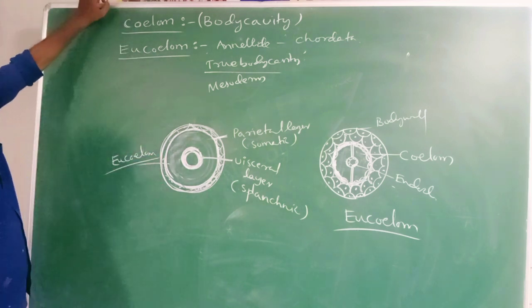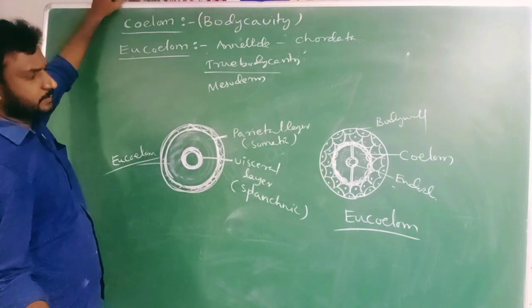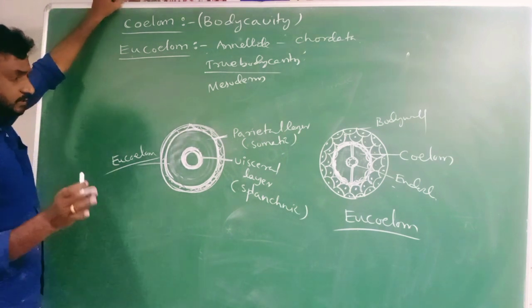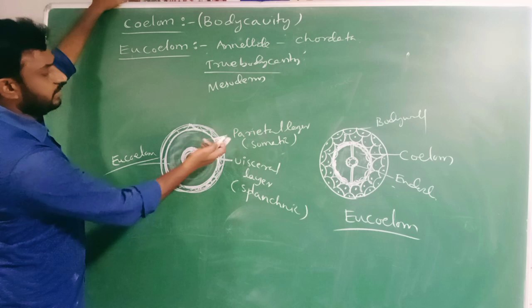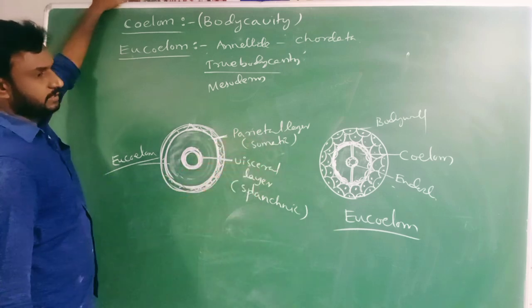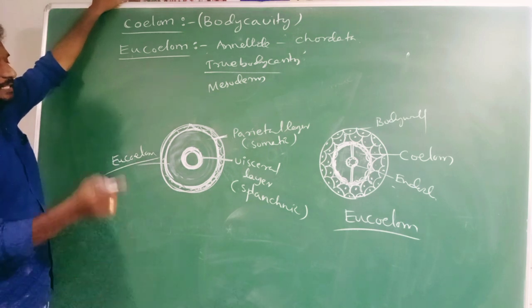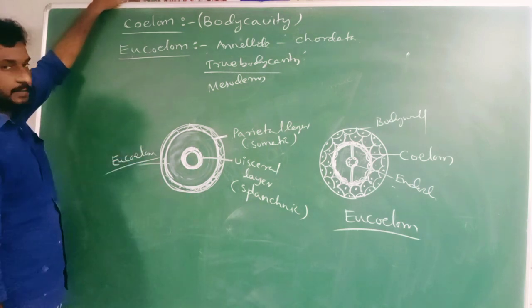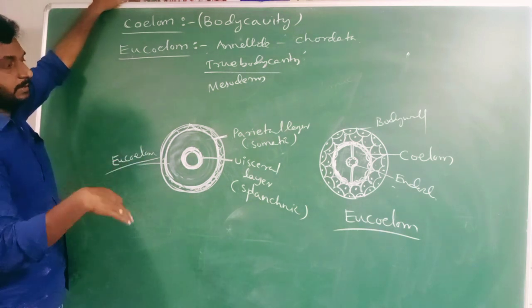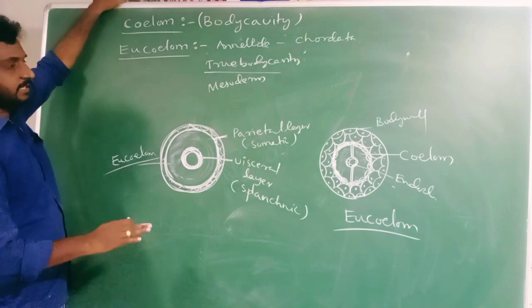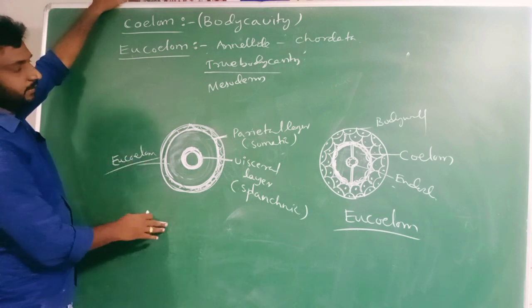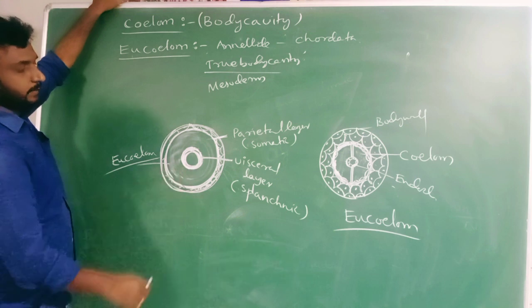What is pseudocoelom? A false body cavity. Why is it a false body cavity? Because mesoderm does not give rise to these two layers. Mesoderm gives rise to mesenchymal tissue. At some places only open cavities are present, and at other places mesenchymal tissue is present. That's why it is not a true body cavity. Pseudocoelom is present in nematoda.